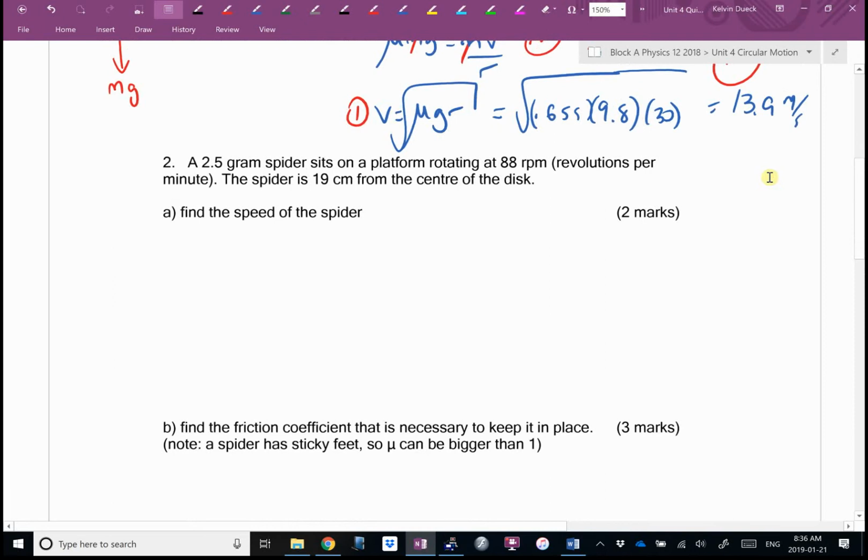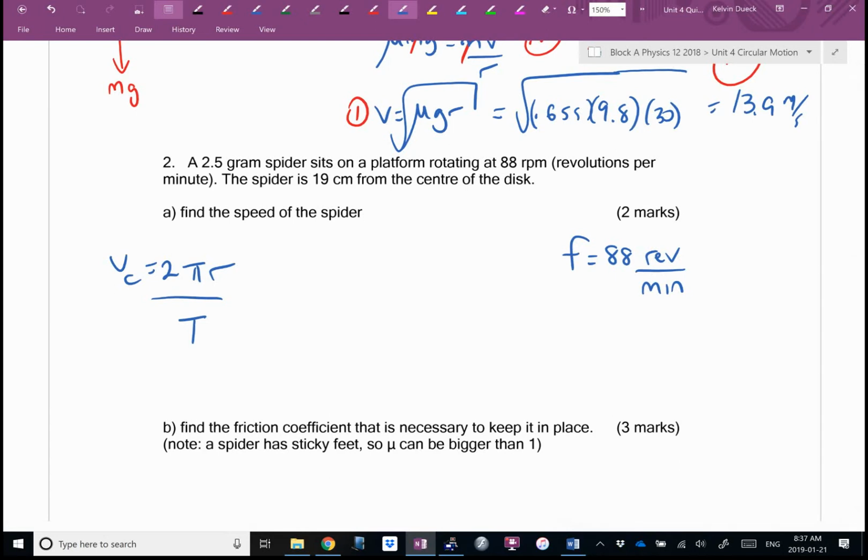Find the speed. Well, speed of the spider is 2 pi r over the period. Problem is, I don't know the period. They've given me the frequency, and they've told me that it's 88 revolutions per minute. I need to change this to revolutions per second. How am I going to do that? Something to do with a 60.